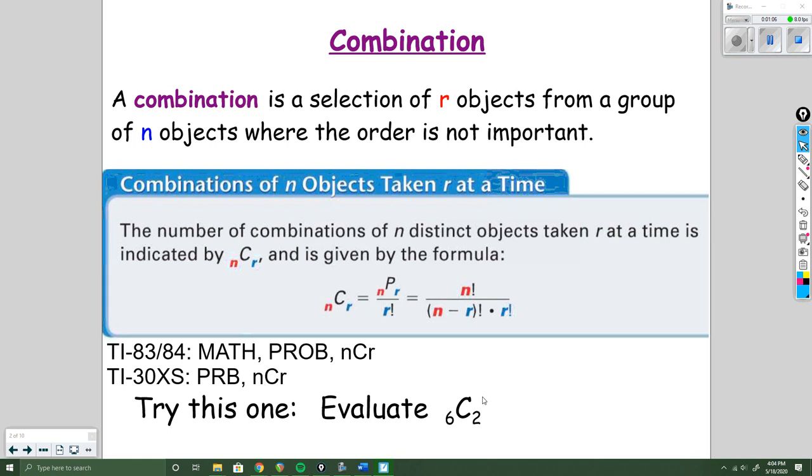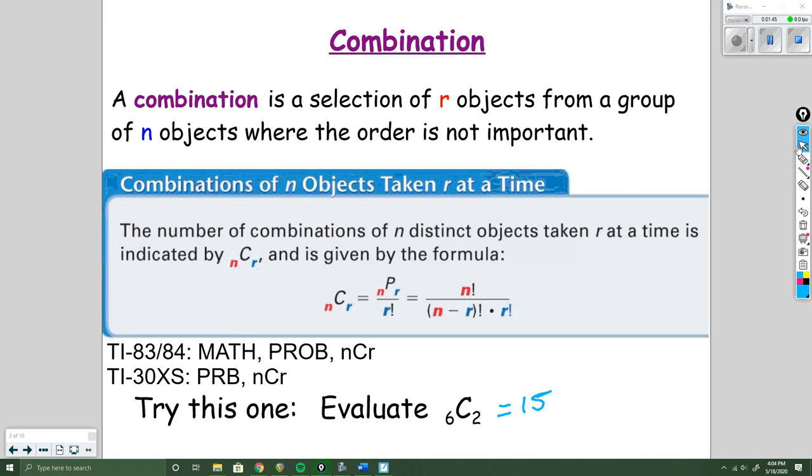Now let's try this one first. So 6C2. All right, remember if we're using a TI-83 or 84, we can hit math, go to probability, and then click that nCr option and we could type it in from there. If we're using the TI-30XS, we hit probability, choose nCr, and just press enter. All right, if we do this, we'll get 15. So 15 combinations if we have 6 objects and we're choosing 2.